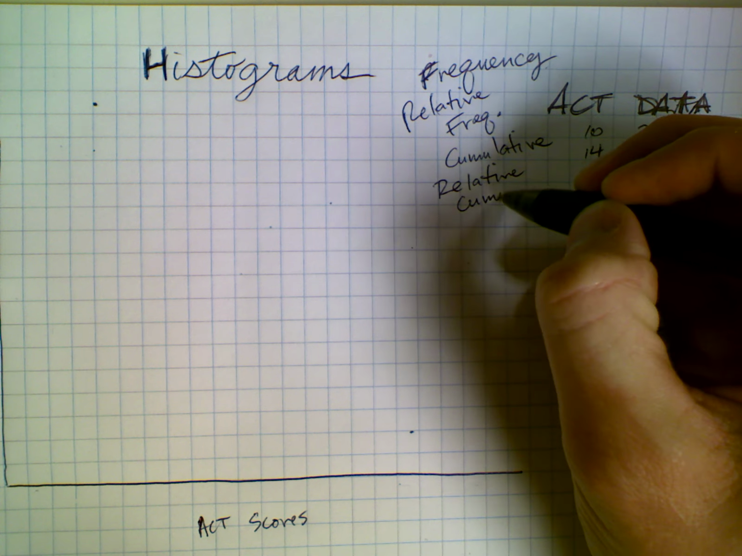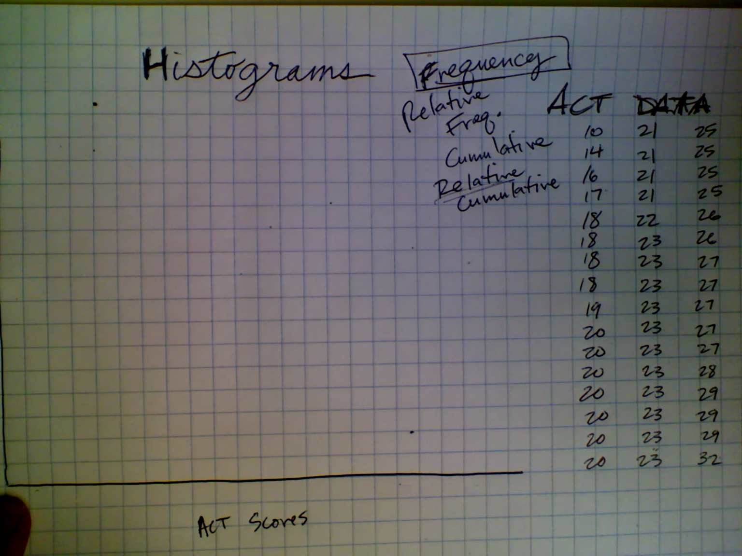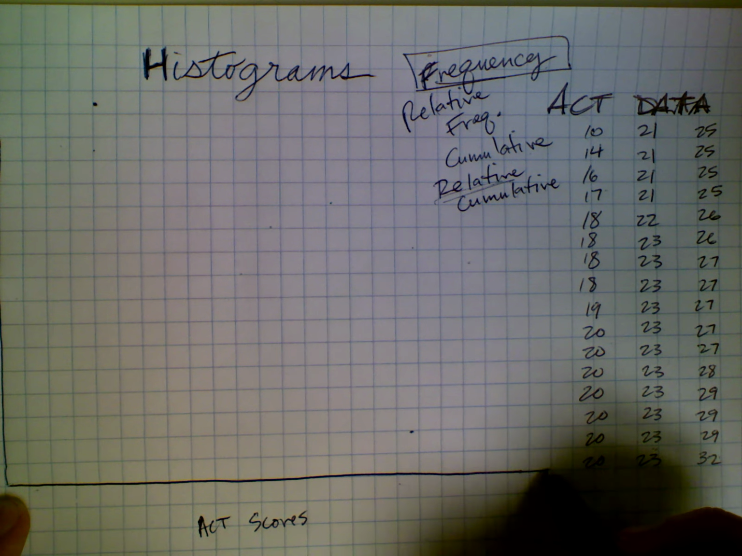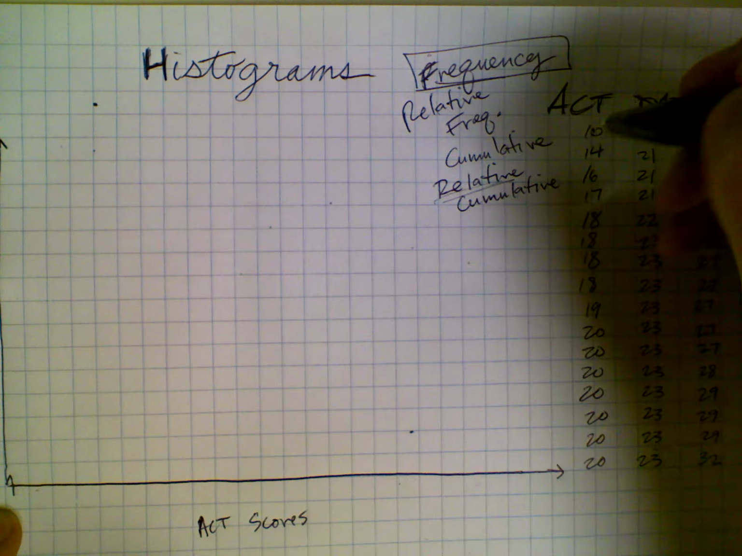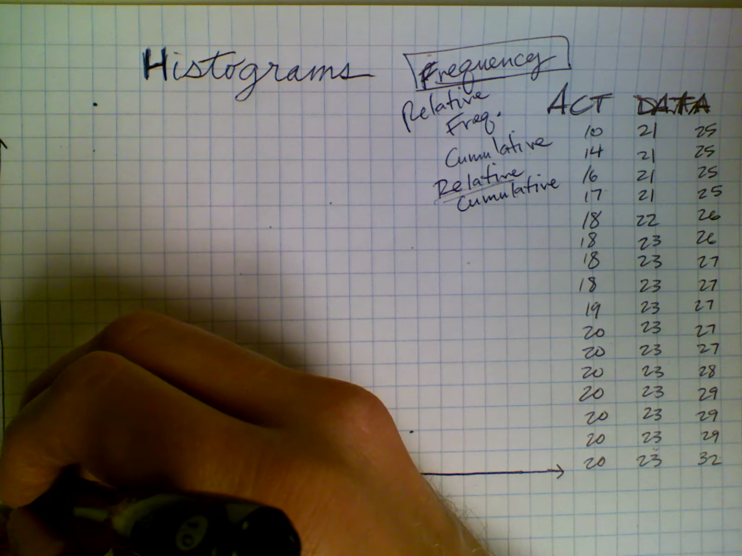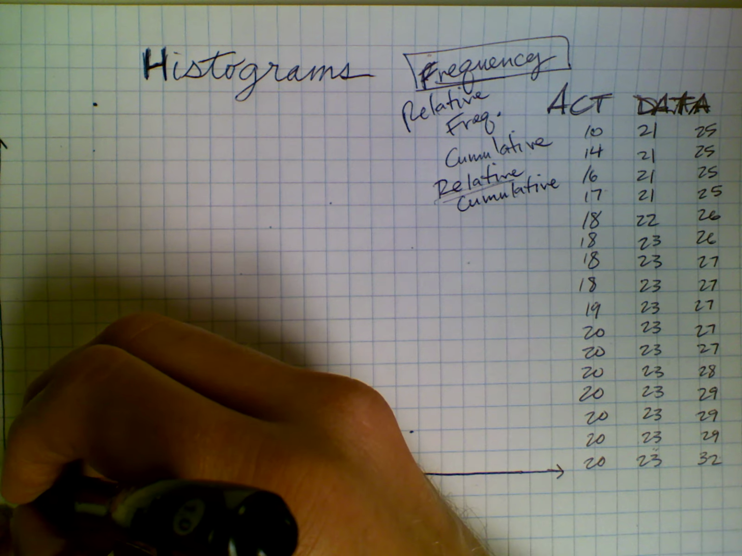So let's build our frequency histogram. We're just going to do our counts. If you really wanted to, you could start at your origin and label this as 0. That's not necessary, and when you do it in your graphing calculator, it's not going to do that either. So let's just show a break, and let's start at 10. Just going to number these.